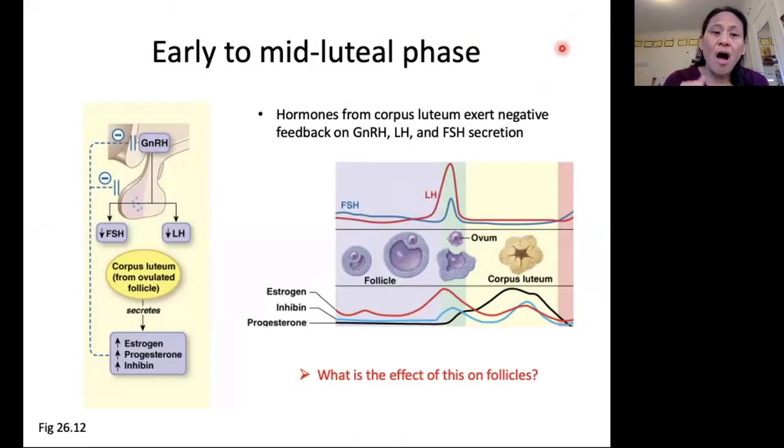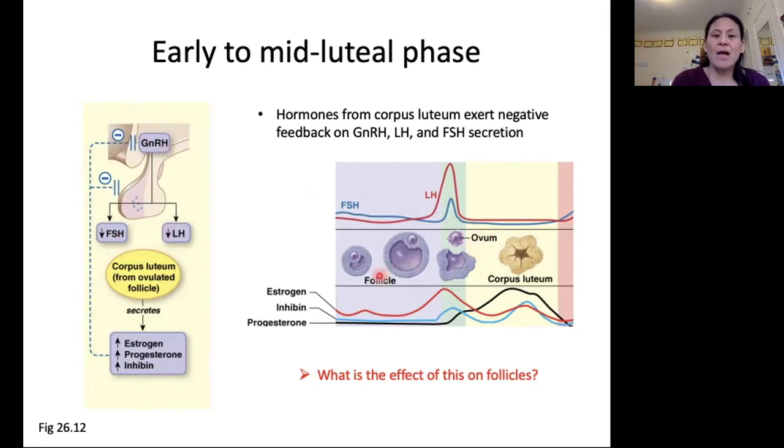Okay, so we just saw ovulation happen in the ovaries. Now we are ready to look at what happens during the luteal phase. We're going to start with the beginning of the luteal phase, the early to mid luteal phase. What happens during this phase is that hormones from the corpus luteum, particularly progesterone, but also estrogen and inhibin, are going to provide negative feedback on GnRH, FSH, and LH secretion.